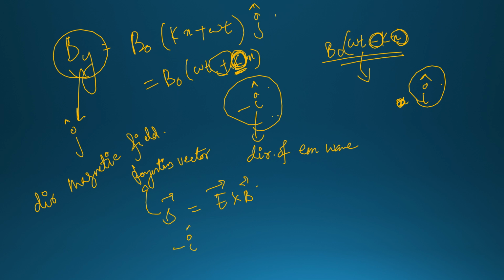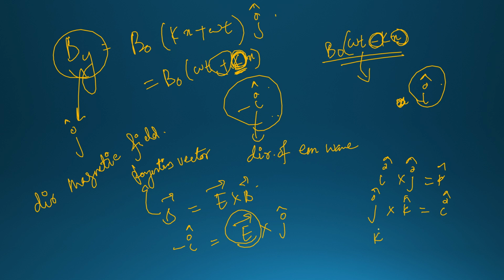So minus i cap is equal to E vector, which is not given, cross B vector, which is j cap. So what will I do here so that I will get minus i cap? i cross j is equal to k. j cross k is equal to i. So if I write k cross j, that will be minus i, isn't it? So the direction of electric field will be k cap.